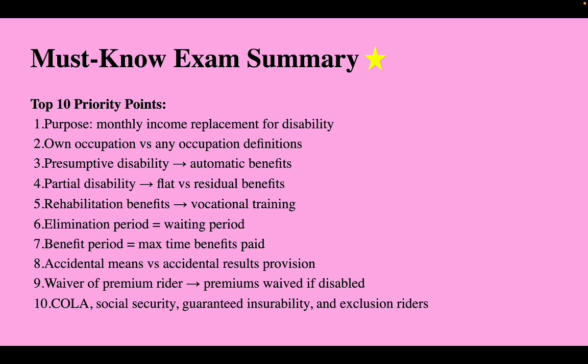For exam purposes, the 10 most important points are: understanding the purpose of disability income insurance as a replacement for monthly income, knowing the difference between own occupation and any occupation definitions, recognizing presumptive disability and automatic benefits, distinguishing flat versus residual partial disability benefits, understanding rehabilitation benefits for vocational training, knowing elimination and benefit periods, understanding the difference between accidental means and accidental results provisions, and being familiar with key riders such as waiver of premium, cost of living adjustment, Social Security, guaranteed insurability, and exclusion riders.